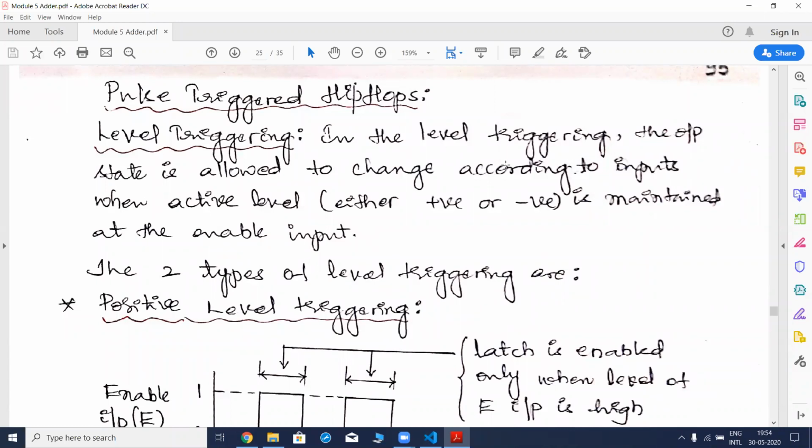Here we are going to discuss the pulse triggered flip-flops. In the last session we discussed the latches. Now we will move on to the flip-flops.